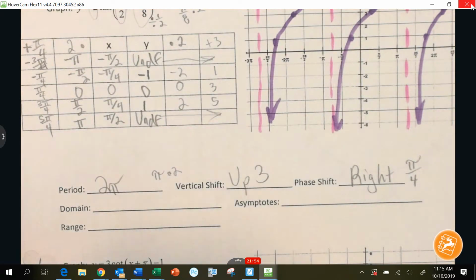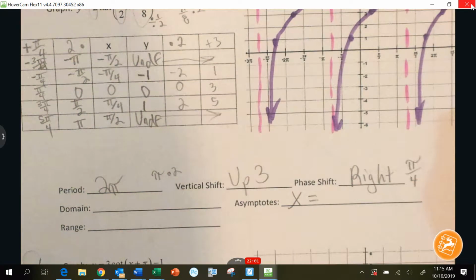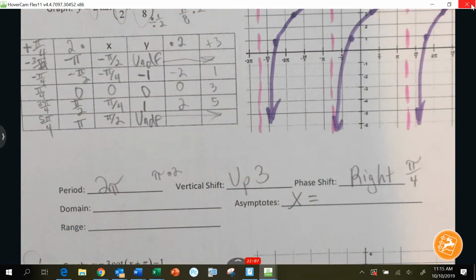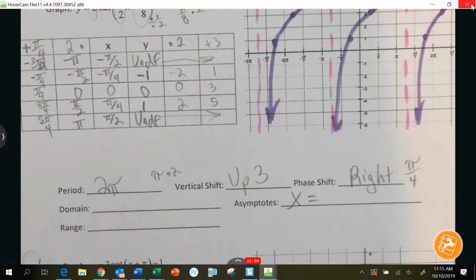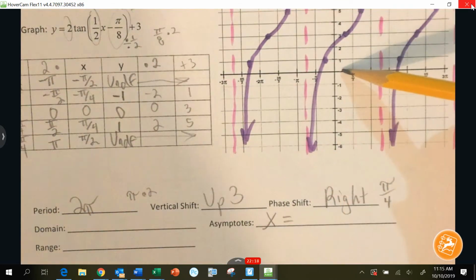Didn't write my asymptotes yet. X equals, Michaela, can you help me with my asymptotes? X equals pi over 4 plus... All right, hold on a second, Michaela. Pi over 4 doesn't have an asymptote there.